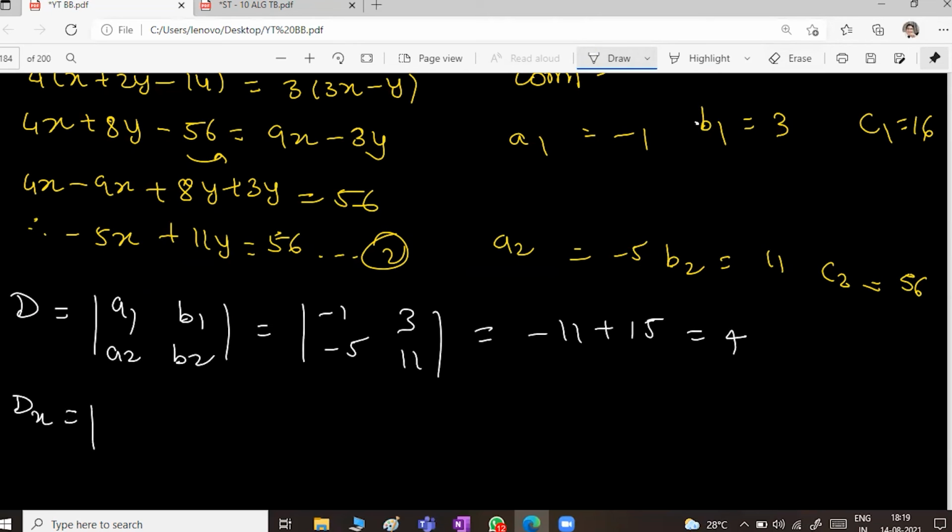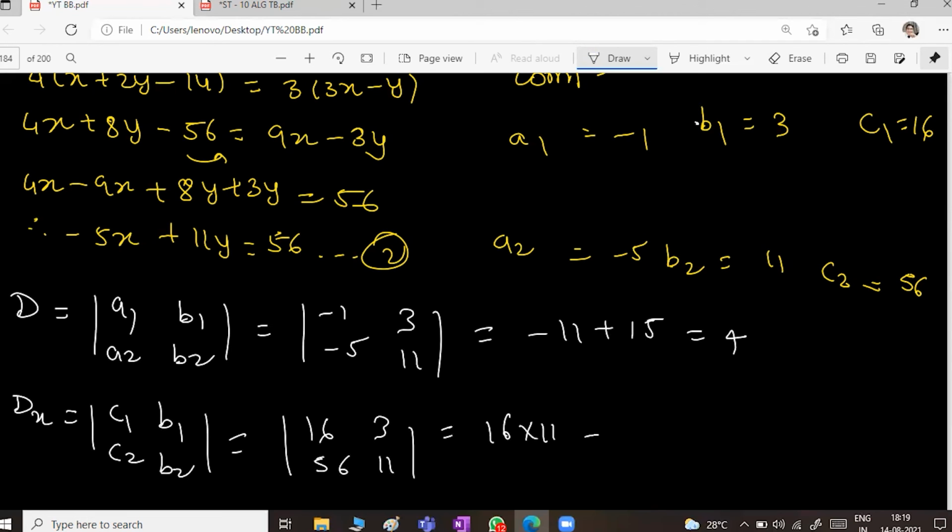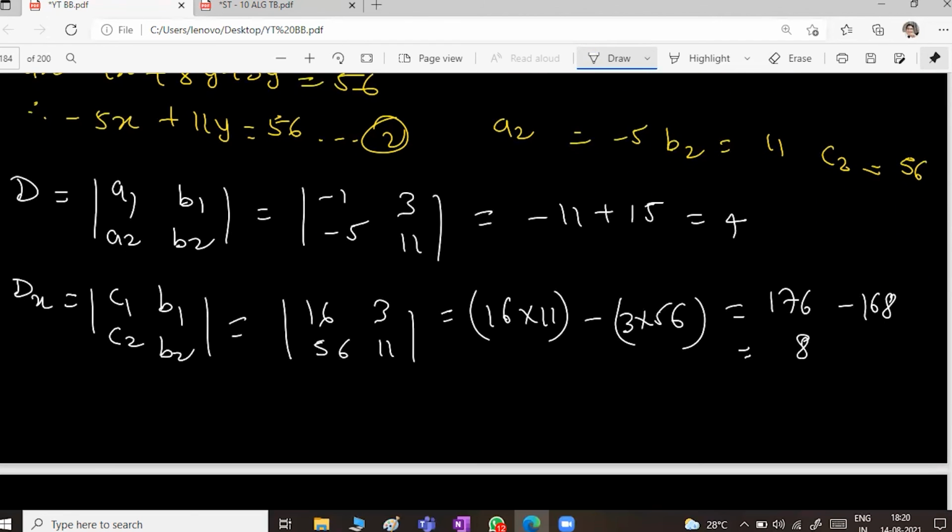Dx is equal to c1 c2, b1 b2 remains as it is. So here you are going to get 16, 56, 3, 11. Here it is nothing but 16 into 11 minus 3 into 56. Use of bracket is mandatory to avoid confusion. So here it is going to be 176 minus 168, which is equal to 8. dx मिल गया.